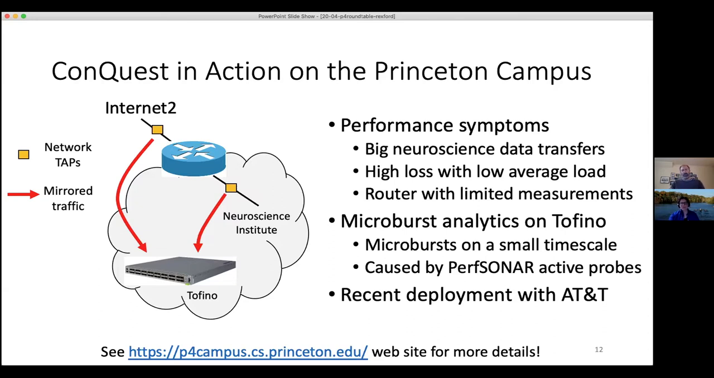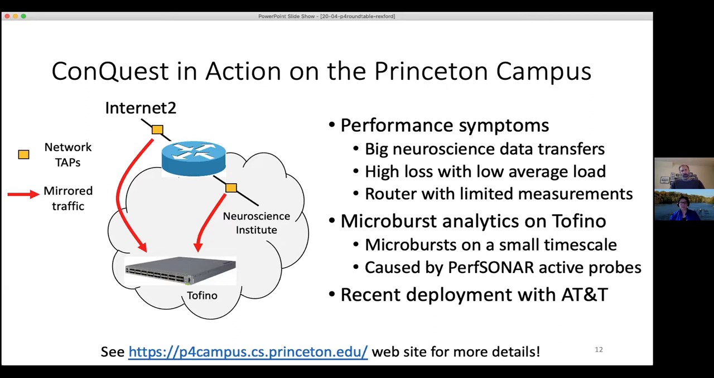So based on these results, we collaborated with AT&T to deploy a variant of ConQuest in AT&T's ISP backbone network. And sure enough, we see microbursts there as well. And we're continuing to work with them to analyze that data to understand the root causes of those microbursts and how to best mitigate them. This is just one example of a larger set of applications we're running on the Princeton campus on both Internet2 traffic and public Internet traffic.